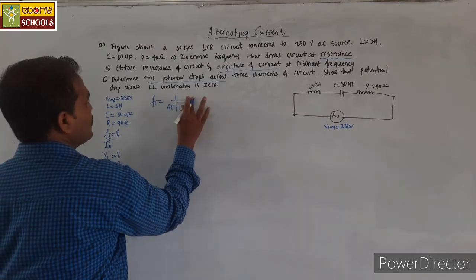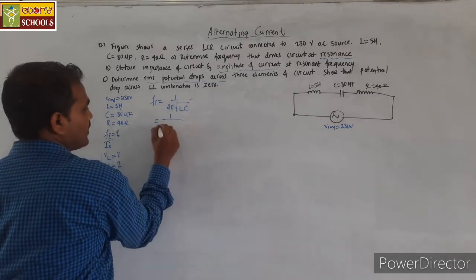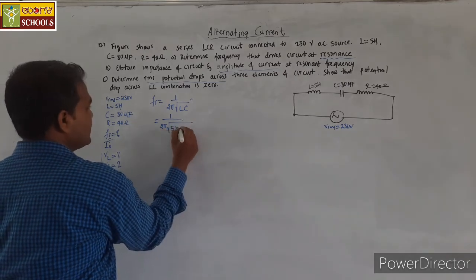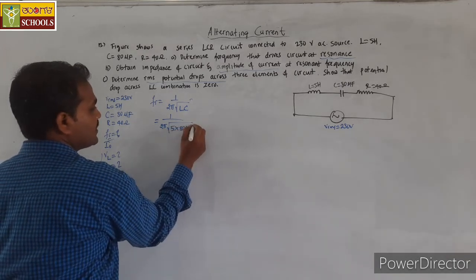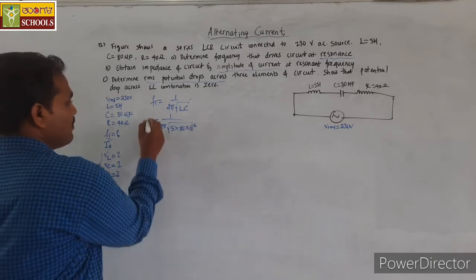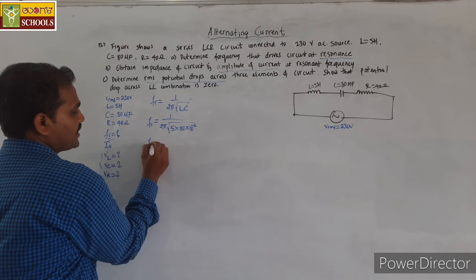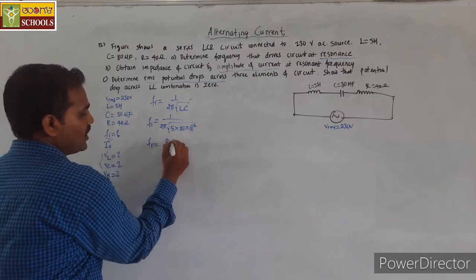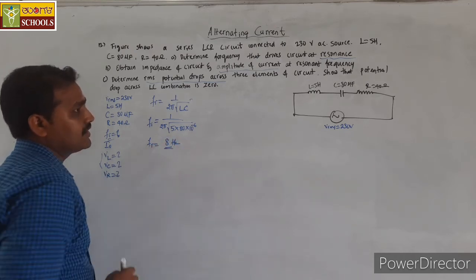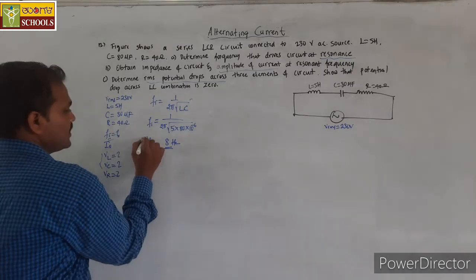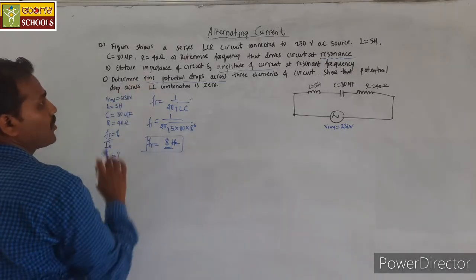That is equal to 1 divided by 2 pi square root of L is 5, C is 80 microfarad, that is 80 into 10 to the power of minus 6. Okay, and simplifying this, I get the value of FR is equal to 8 Hertz. The resonant frequency is 8 Hertz. So this is the solution for the first part of the problem.